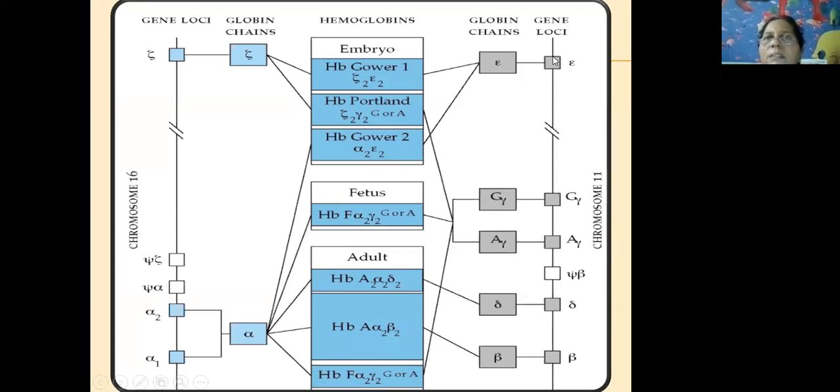Which chromosome is this? That day I told you, 11. So here 1 beta gene is coding for 1 beta chain. This is very important. 2 alpha genes code for 1 alpha chain, but here 1 beta gene codes for 1 beta chain, and these form the normal adult hemoglobin.